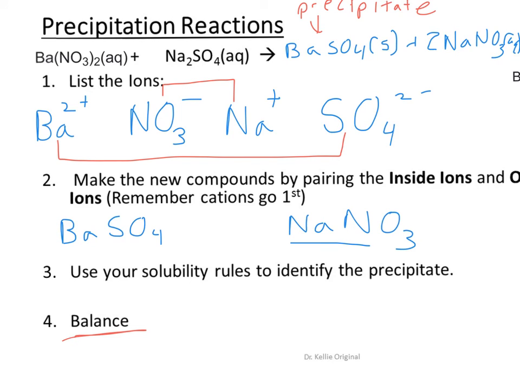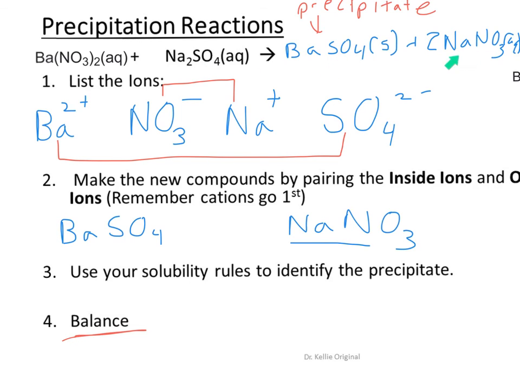So I need 2 of my sodium sulfates, 2 of my sodium nitrates. I've got 2 sodiums over here. I have 2 sodiums over here now, thanks to that 2 I just added. 1 sulfate here, 1 sulfate here. Just like balancing a normal chemical equation.